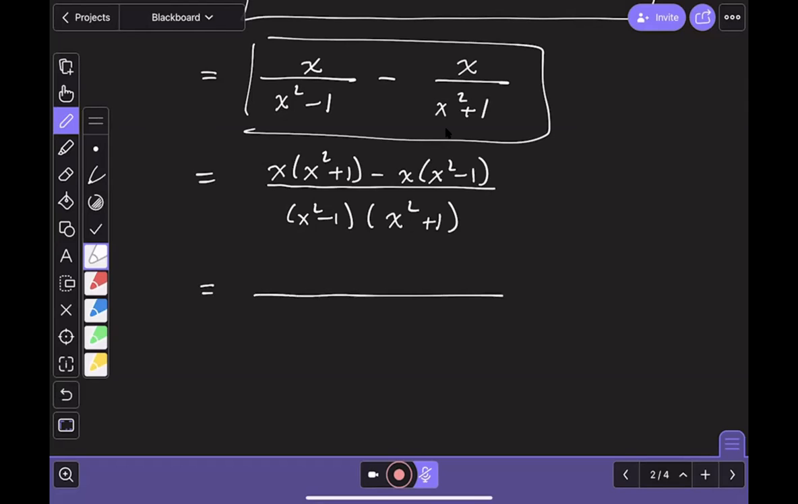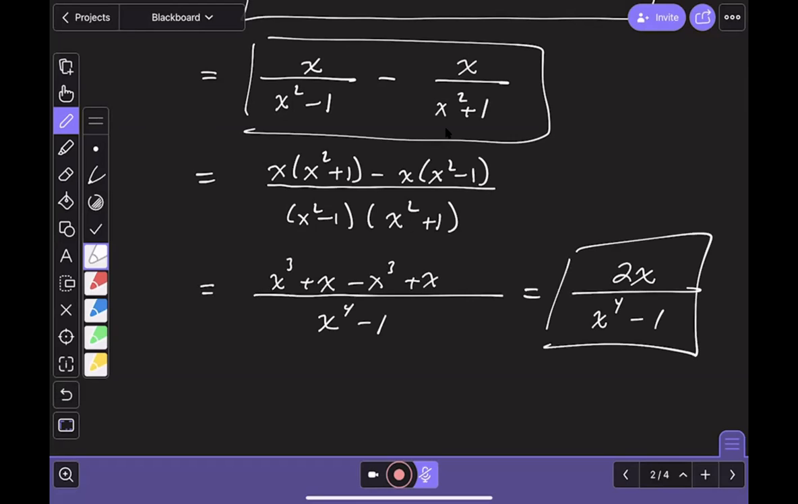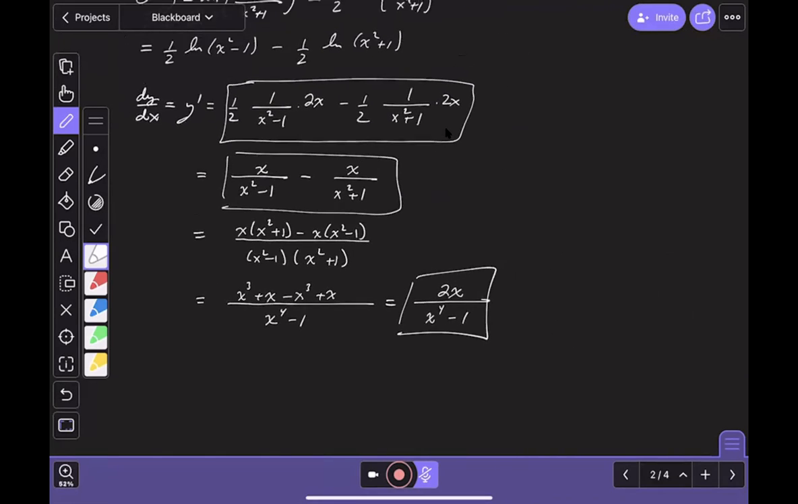The bottom actually multiplies out pretty nicely, so I'll do that. That's x to the fourth minus 1. And what do you get on top? Well, you get x cubed plus x minus x cubed plus x. And this simplifies really nicely. What does it give you? 2x over x to the fourth minus 1. I think that's the best looking answer. It's also the easiest one to analyze. And at some point, we have to use a derivative to analyze them.